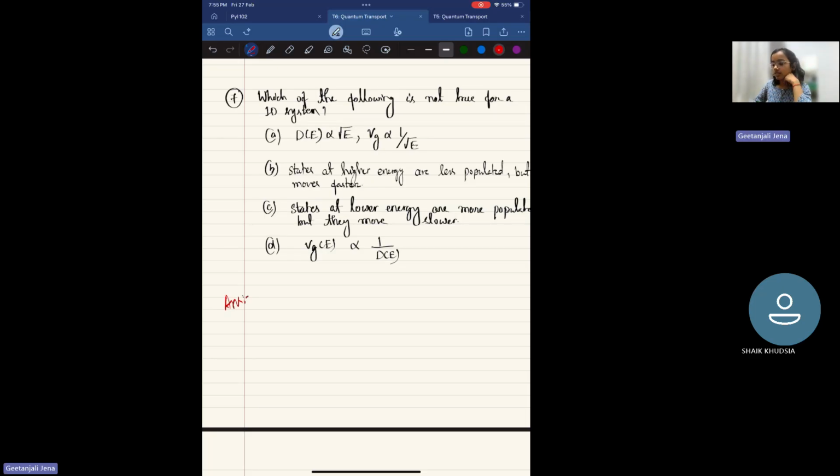Okay, question number 7. Which of the following is not true for a 1D system? Option A: for 1D, the density of states is directly proportional to square root of E, and the group velocity is proportional to 1 by square root of E. Option B: the states at higher energy are less populated, but they move faster. Option C: states at lower energy are more populated, but they move slower. Or option D: the group velocity is inversely proportional to the density of states.